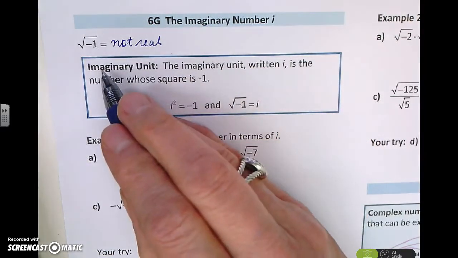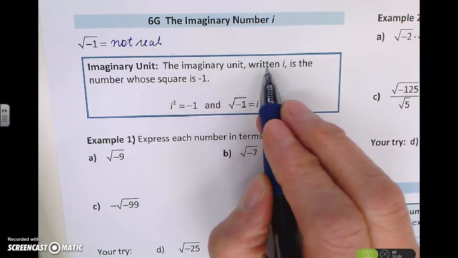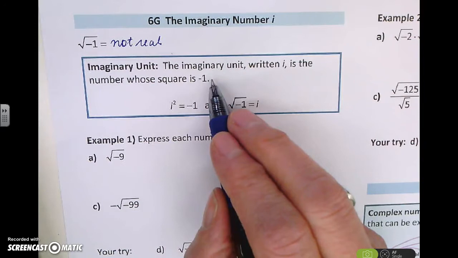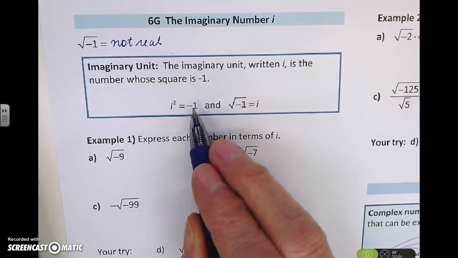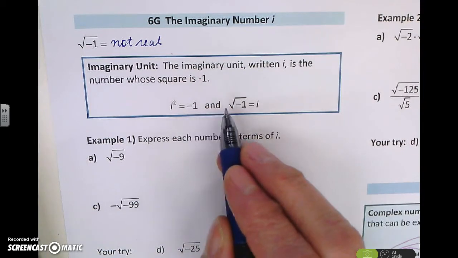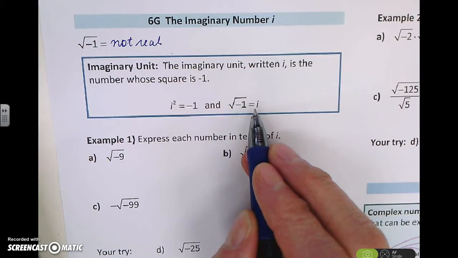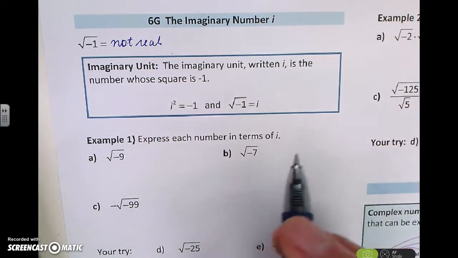So we're going to define the imaginary unit. The imaginary unit, we're going to write it as an i, is the number whose square is -1. So we'll say that i squared is equal to -1. And as a result, the square root of -1 then is i. So we're going to use these two substitutions throughout this set of notes.